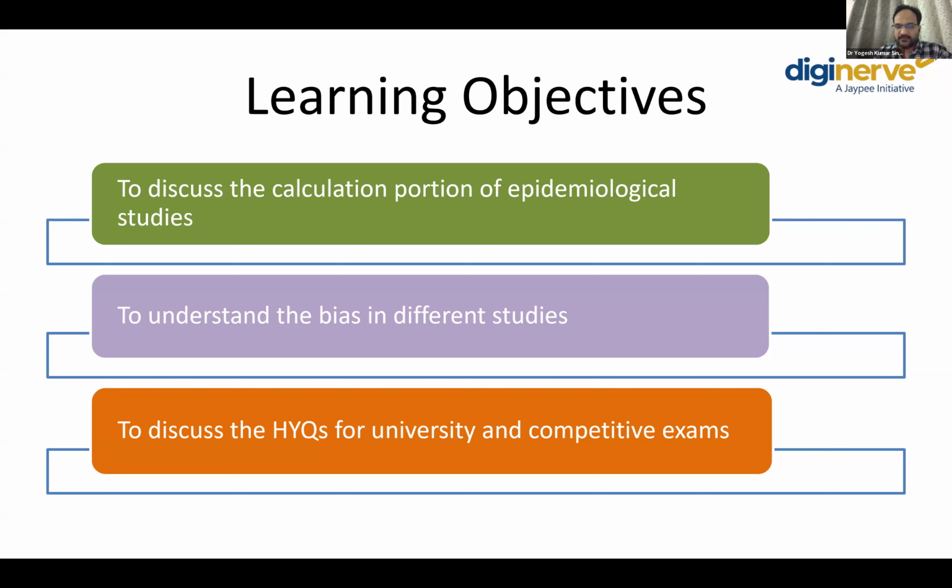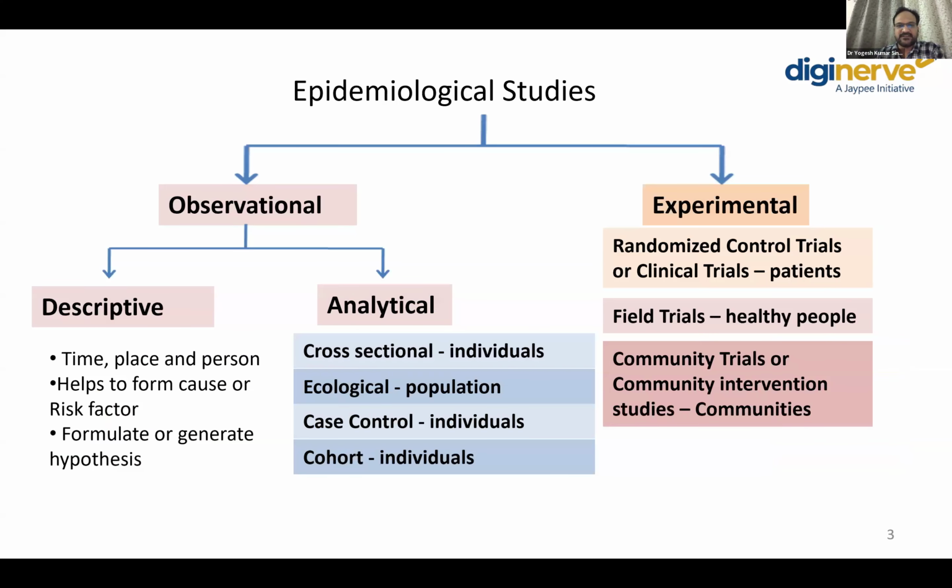Okay, so in the last lecture it was the classification. I have shown you already in the last webinar that epidemiological studies are classified into two parts, observational and experimental. So when there is a road rage or any accident, we can do two things only. Either we can observe from the side or we can participate in that. Okay. So here in observational, we have again two types of studies, descriptive and analytical.